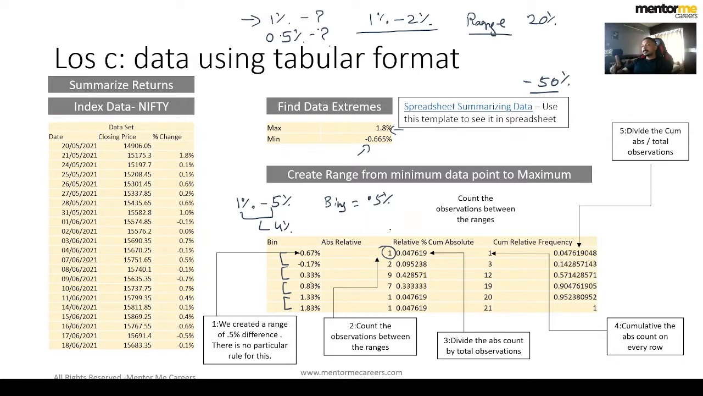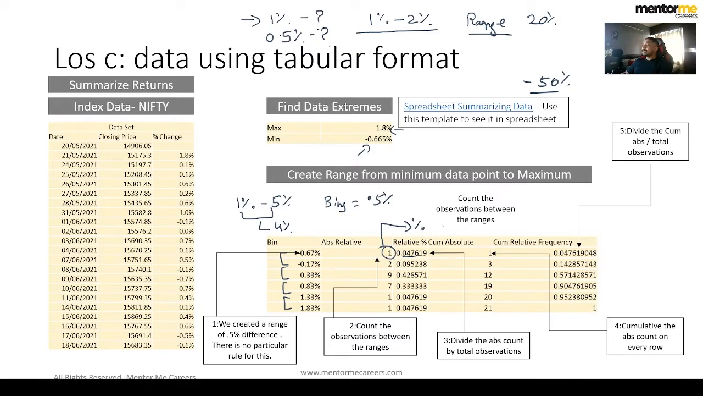For the first data point, the relative frequency is nothing but 1, which is the frequency for how many times this has happened between 0.67 and 0.17, divided by the total observations. So if I divide 1 by the total observations, then that will give me the relative frequency. As simple as that. So you just want to look at this data in percentage terms. That's all relative frequency is, right?